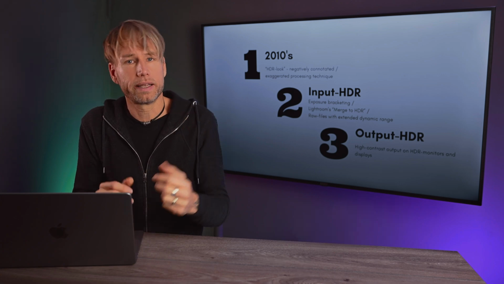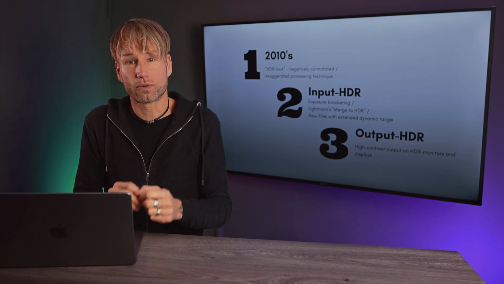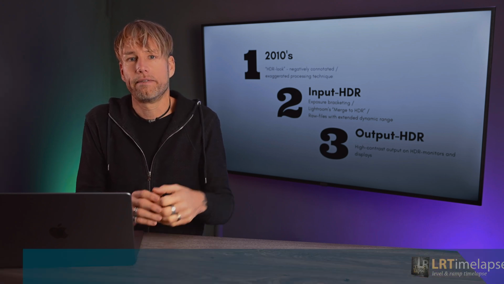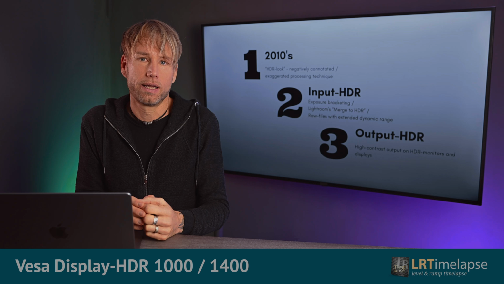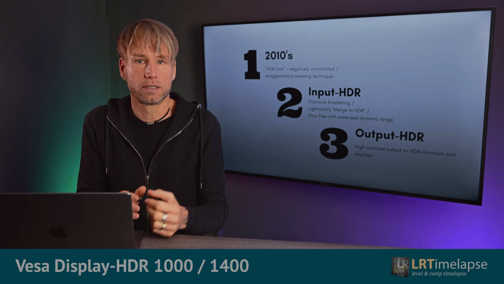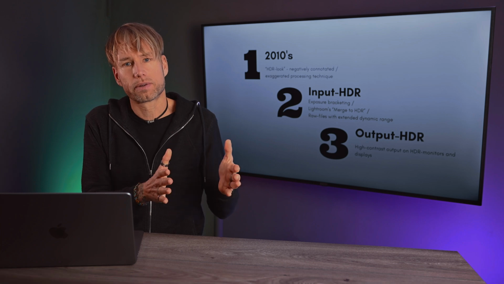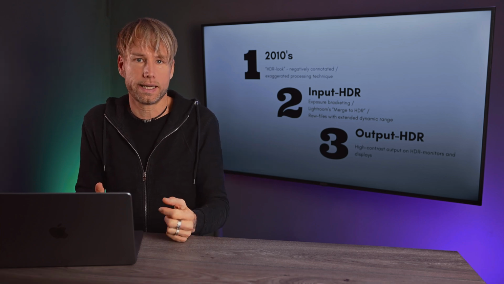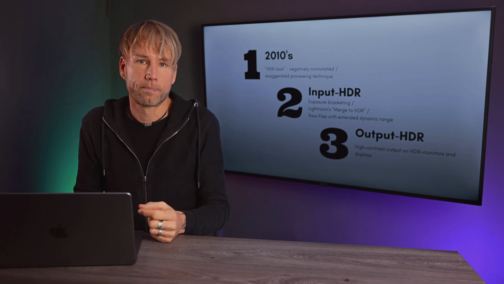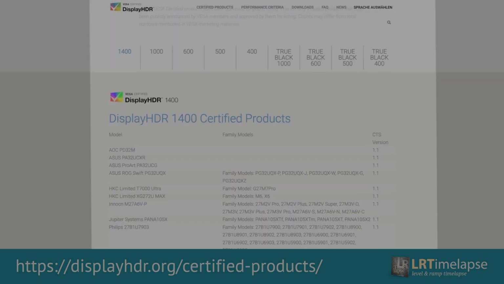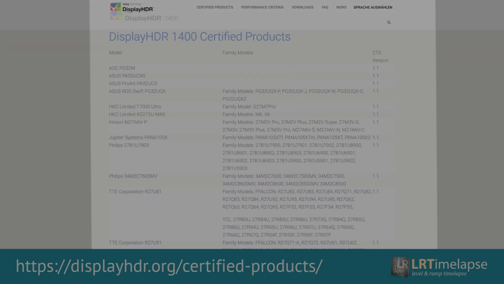If you want to buy an HDR display, look out for HDR 10 compatibility, or better yet, a VESA DisplayHDR 1000 or 1400 certification, which ensures brightness levels of 1000 respectively 1400 nits among other factors. Such certified monitors are listed on VESA's website down below in the show notes.